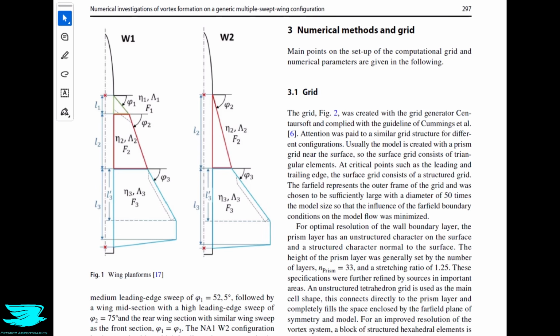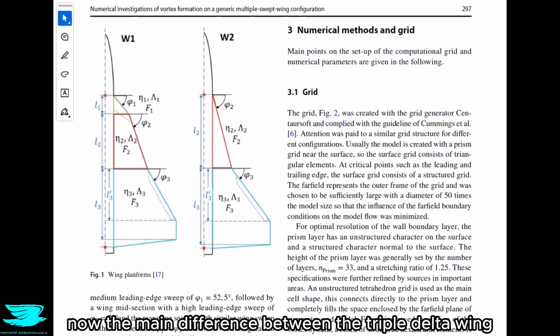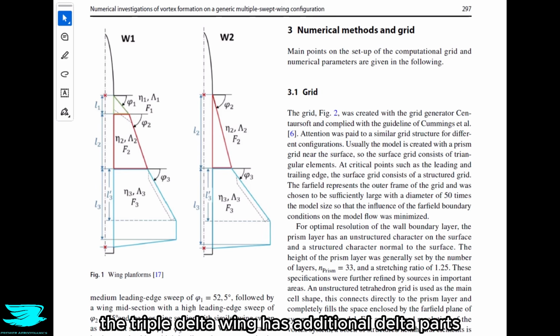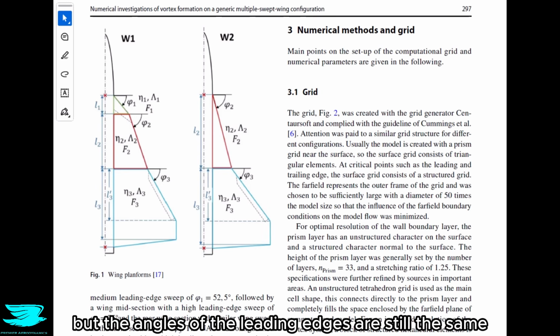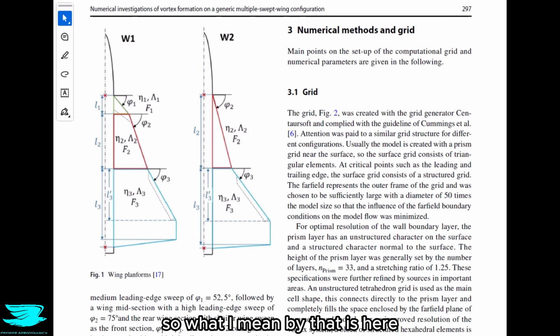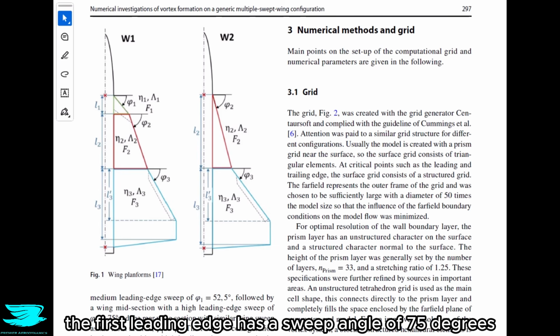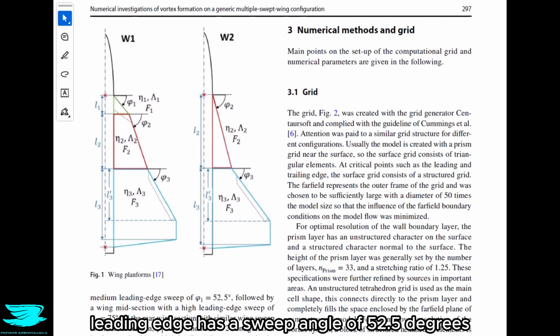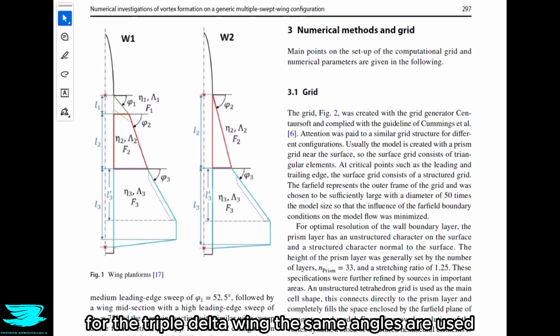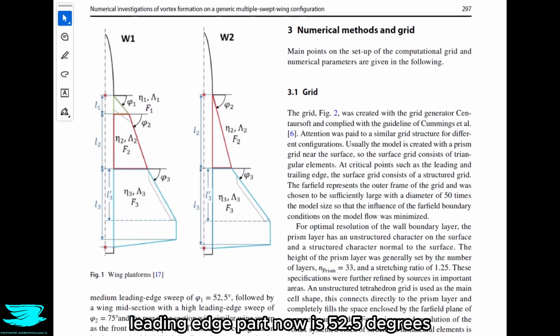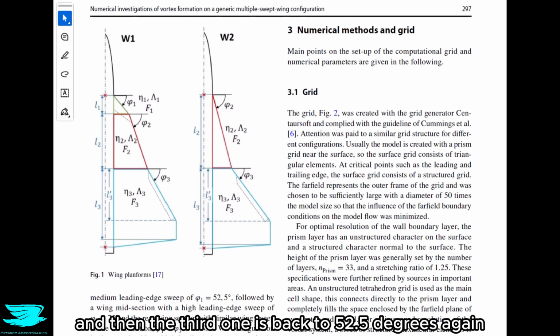Now, the main difference between the triple delta wing and the double delta wing is that obviously the triple delta wing has additional delta parts, but the angles of the leading edges are still the same. So what I mean by that is here, for the double delta wing, there are 2 angles. The first leading edge has a sweep angle of 75 degrees, while the second leading edge has a sweep angle of 52.5 degrees. For the triple delta wing, the same angles are used, it's just that the first delta leading edge part now is 52.5 degrees, then the second one is 75 degrees, and then the third one is back to 52.5 degrees again.